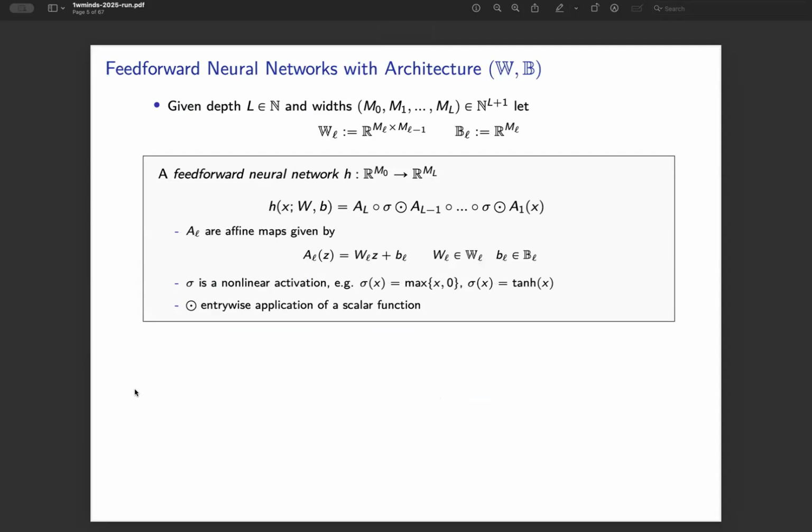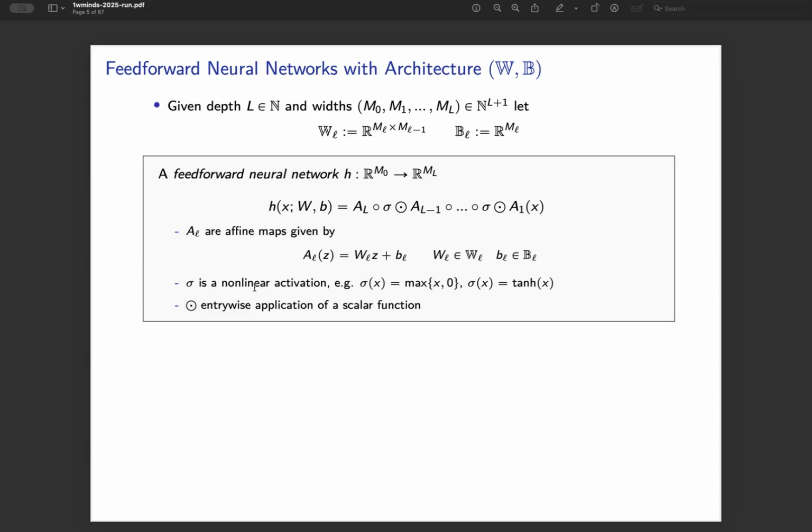Okay, so just to set the setting, I'm going to introduce some notation for feed-forward neural networks. A feed-forward neural network, for given depths and widths, which are some dimensions that define the space of matrices and vectors, is just a mapping that takes an input vector to the output vector. In between, it applies alternating compositions of affine maps and nonlinearities. These affine maps are parametrized by weight matrices and bias vectors. Given a vector z, it just multiplies the matrix and adds the vector. And these W_l and b_l for each layer are the parameters of the feed-forward neural network.